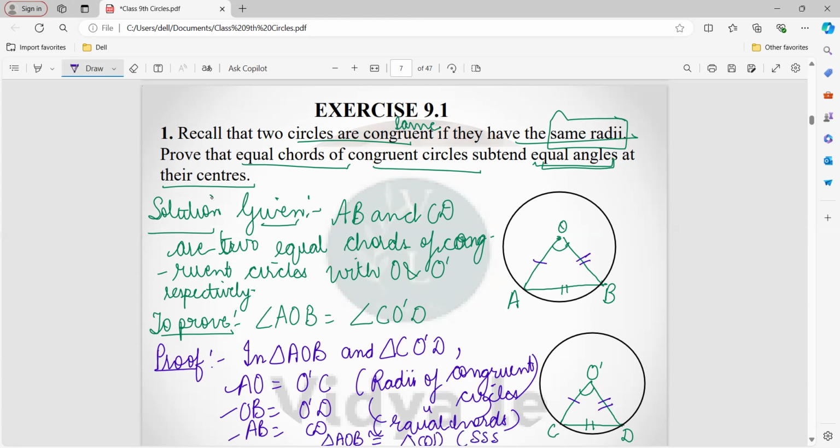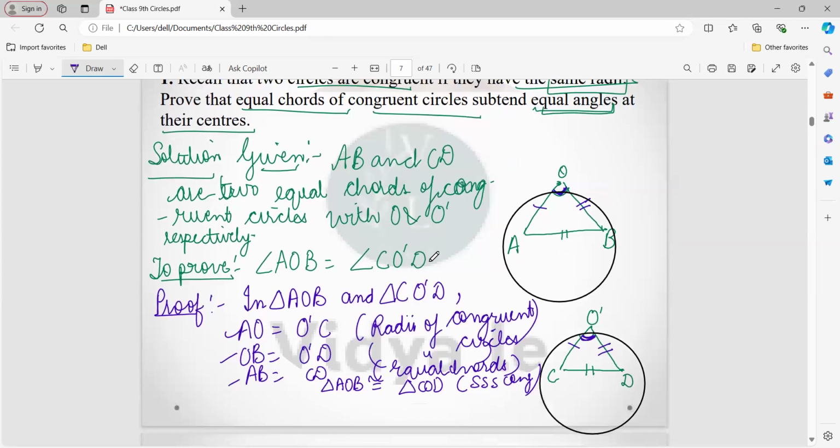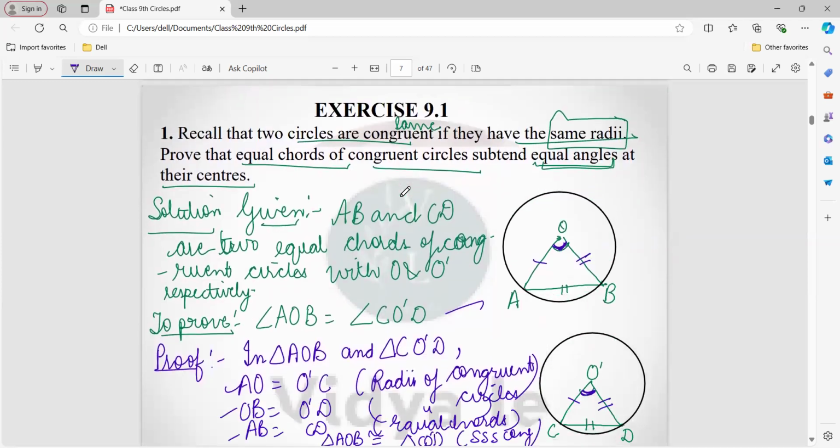by side congruency, right? Now, when the two triangles are congruent, their corresponding parts are equal. And if the corresponding parts are equal, we can say that angle AOB is equal to angle COD, right? So angle AOB is equal to angle COD. And this is what we have to prove. Hence, proved. I hope it is clear to everyone.